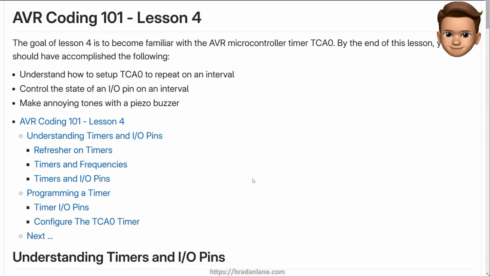So this is lesson 4 of AVR Coding 101. We've gone over using a timer to generate a tone by controlling an I/O pin directly. So there was no interrupt service handler written for this. The timer directly affects the pin. And we generated a tone, and we covered prescalers.